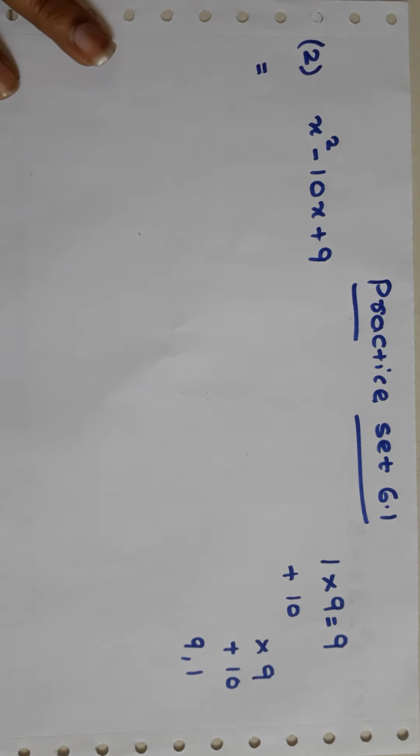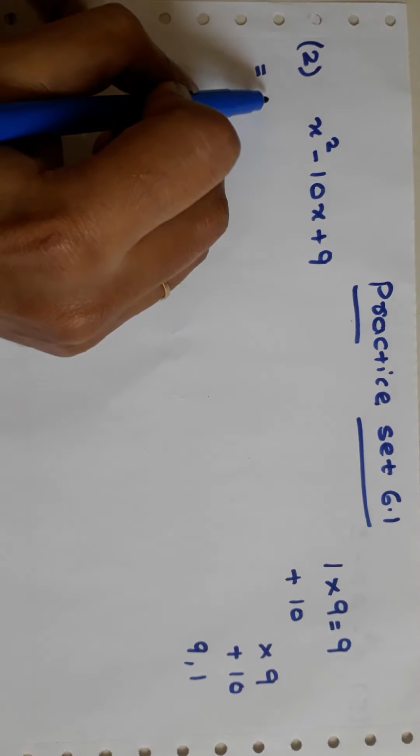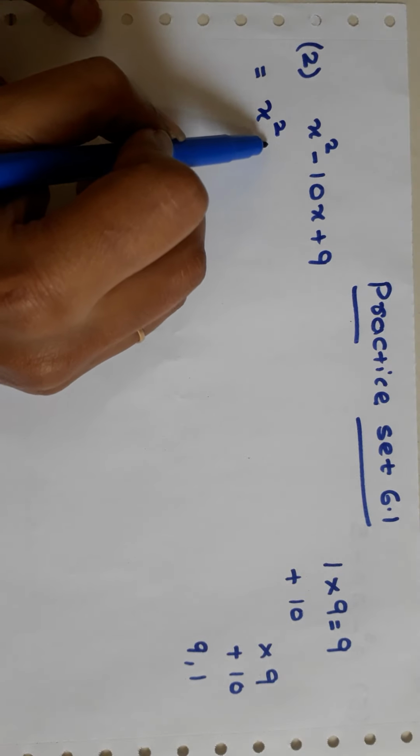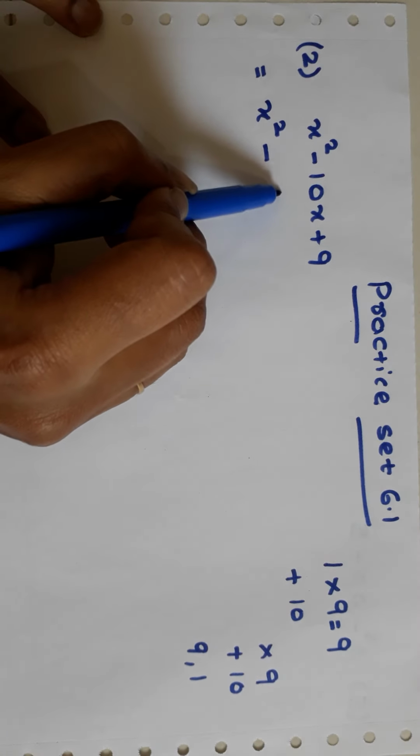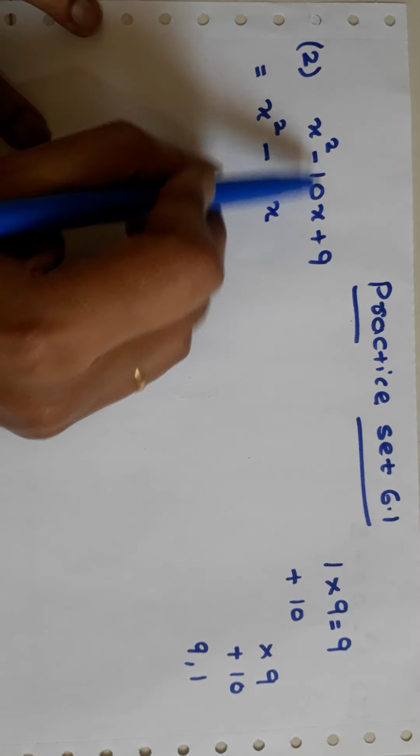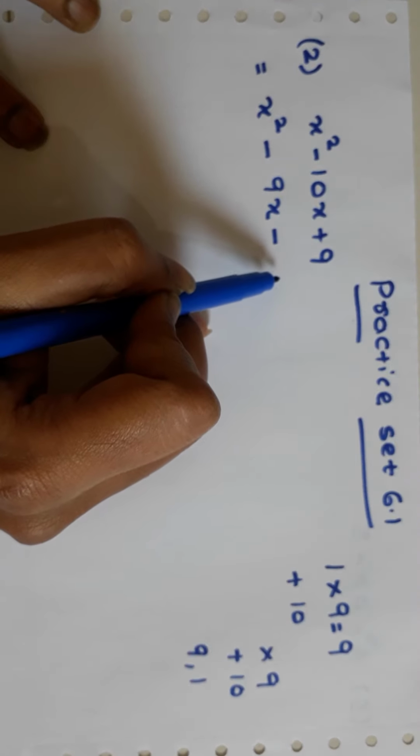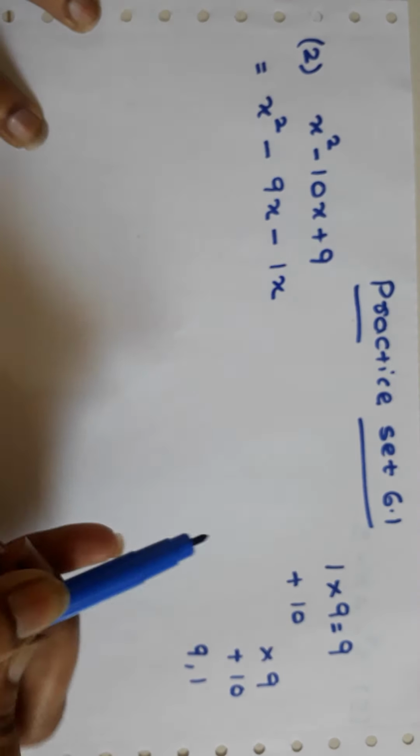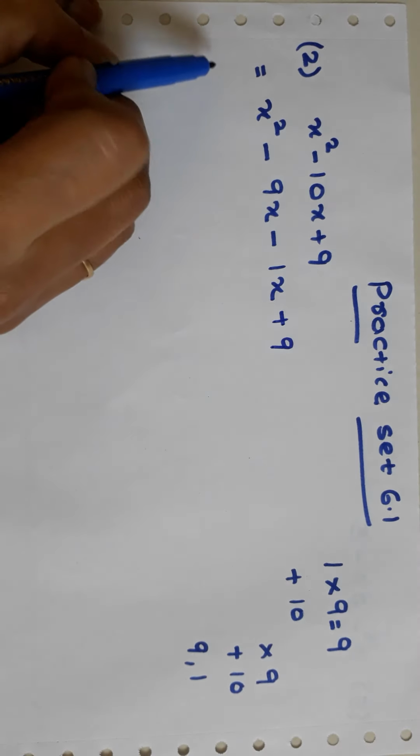So now we split the middle term and keep all the remaining terms and signs as they are. First term as it is, x square, sign as it is, minus. Now split the middle term. The bigger number is 9, so we will write 9x. Minus into plus, minus. The second number is 1, so you can write it as 1x or x. I'll write it as 1x. And the remaining term and sign as it is, plus 9.